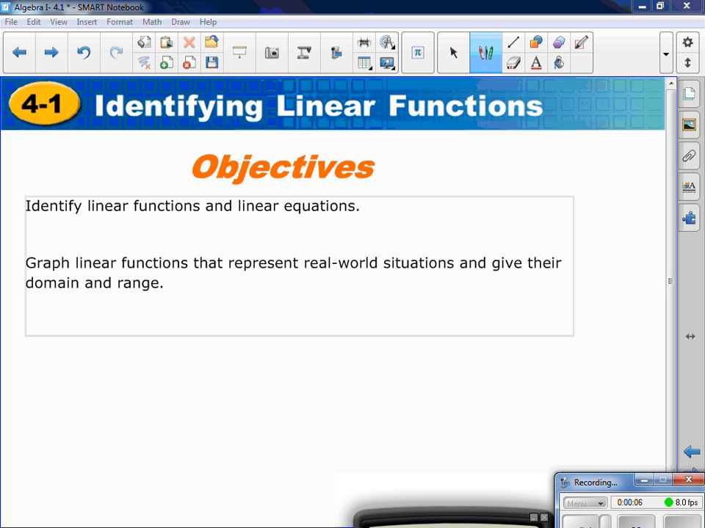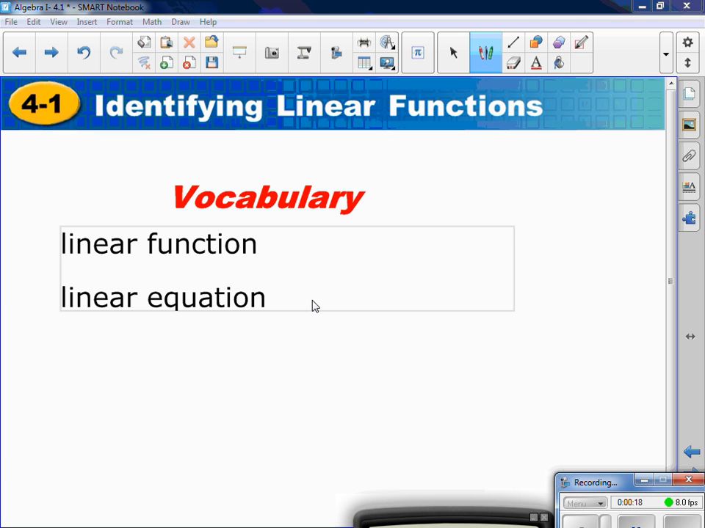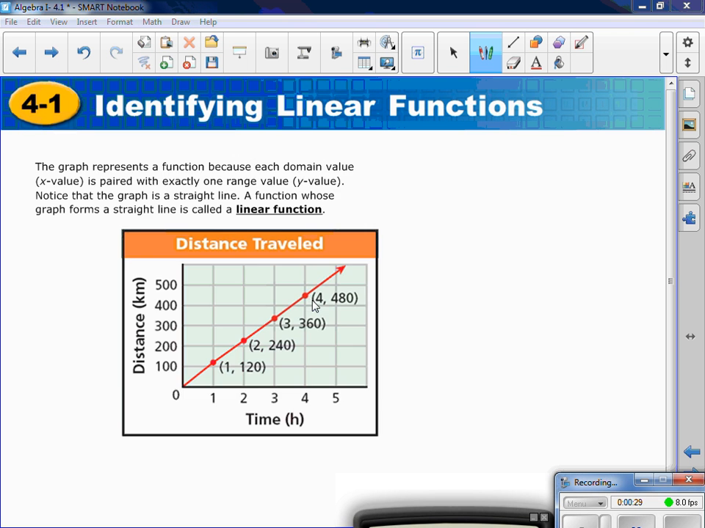Today we're starting 4.1, identifying linear functions. The main objective for today is we're going to talk about linear functions and linear equations, and we're going to graph. The two big words right now are linear functions and linear equations. Linear sounds like line. When we graph linear functions or linear equations, they make straight lines.